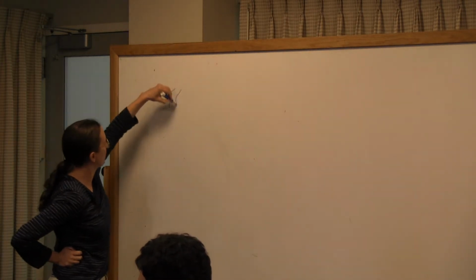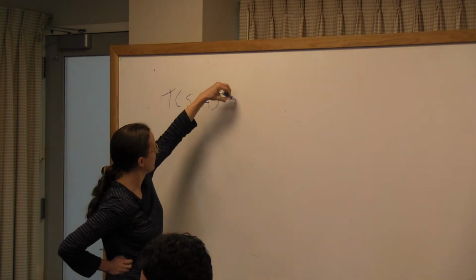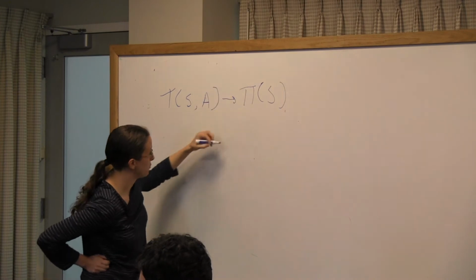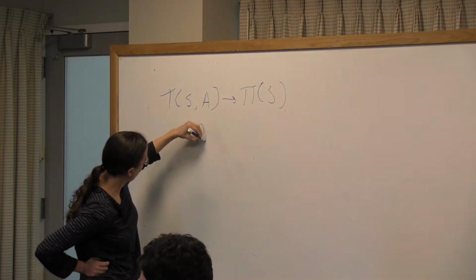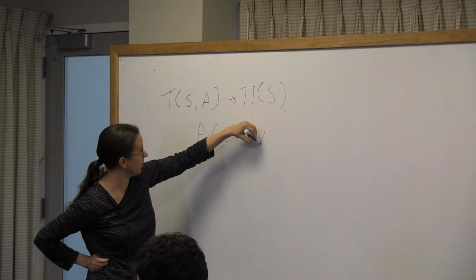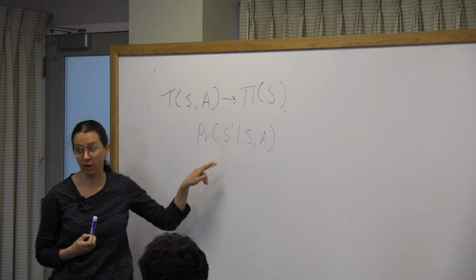So the transition of S and A is some distribution over S. This is just a way of saying it's a distribution over states. What it equals is the probability of S prime, my new state, given my current state and my action. So this has to sum to 1 over all the states.